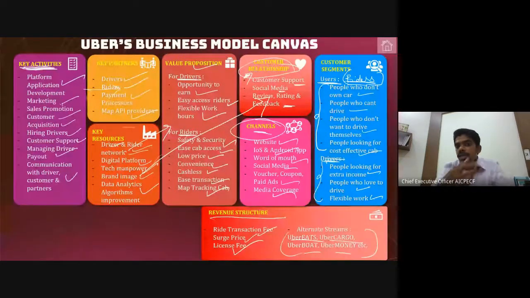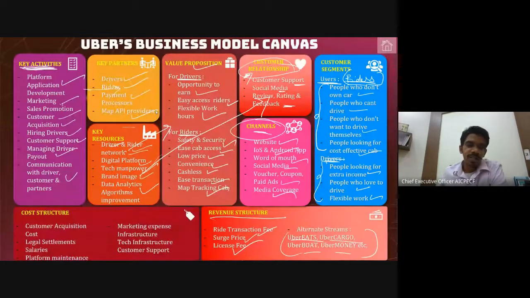Map API providers, right? Your geolocation is tagged in Uber apps. So நீங்க எங்க போறீங்கன்னு ட்ராக் பண்ண முடியும். அதுக்கு எனக்கு map API வேணும். So I need to partner with a map API providers. Like it could be a GPS, it could be Google Map, right? So these are all key partners for Uber.